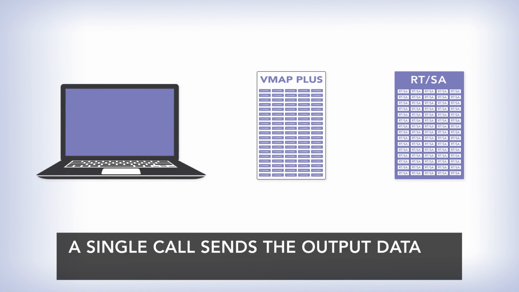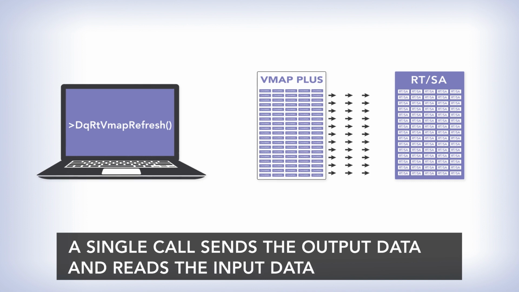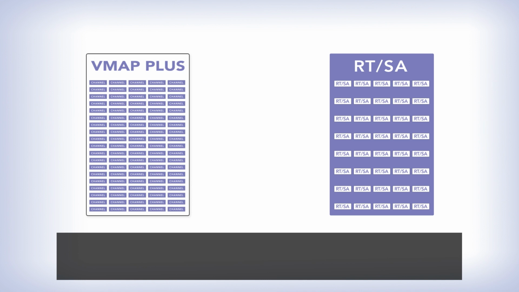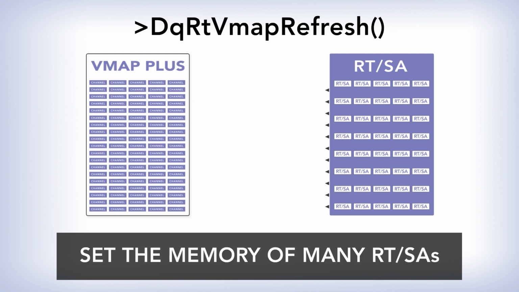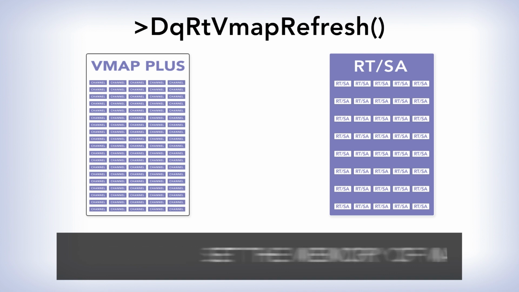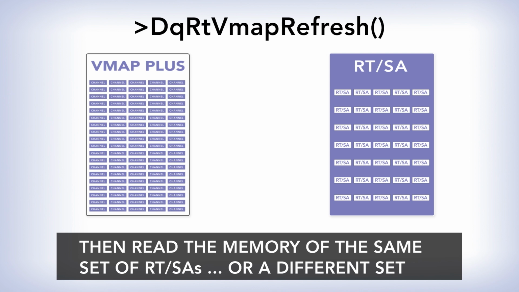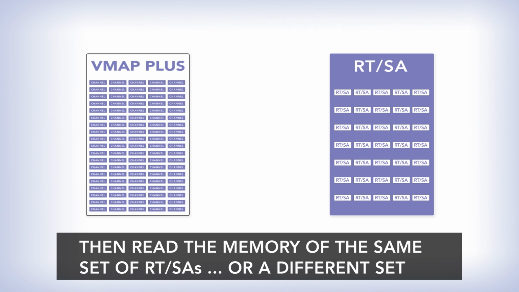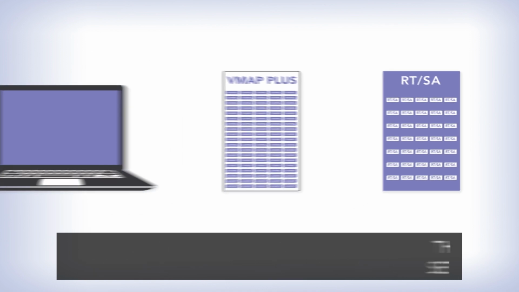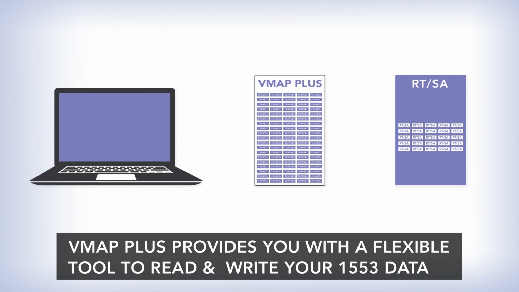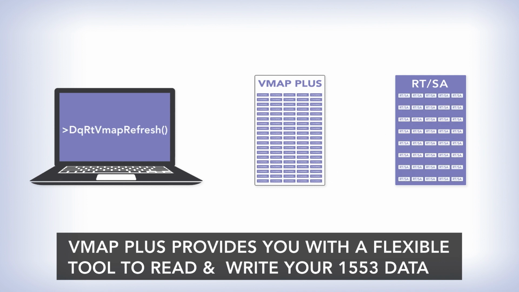A single API call, DQRT VMAP refresh, sends the output data and then reads the input data. So in one call, you can set the memory of many RTSAs for an RT to BC command, and then read the memory of many RTSAs to receive the data sent from a BC to RT command. So in summary, you can read and write a variable number of RTSAs at any time with one API call.